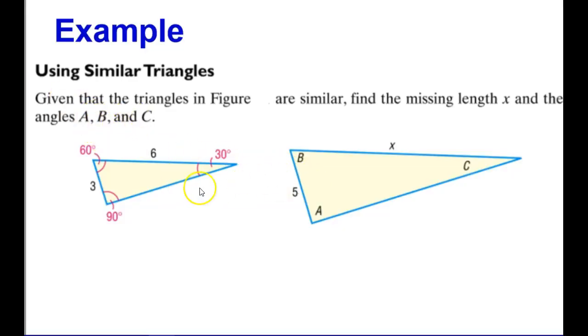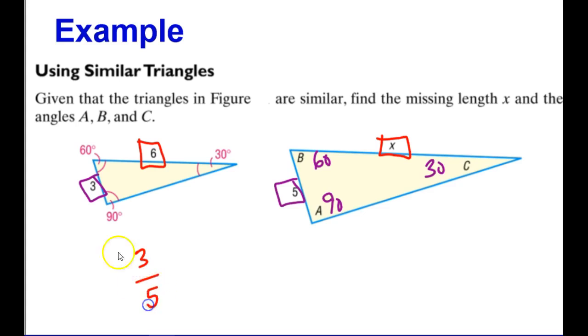Given that these are similar, find the missing side length and the angles. Well, we're told they are similar, so I know that my angles are going to be corresponding. So this would be my 90, my 60, and my 30. Then I can see that I have a side length here and a side length here. The thing that I'm looking for is right here, but I have the corresponding side there. So I can go ahead and set up my ratio: little leg over little leg equals big piece over big piece.